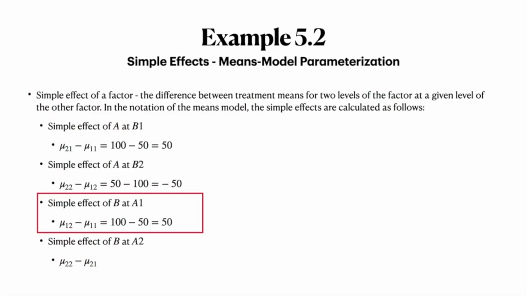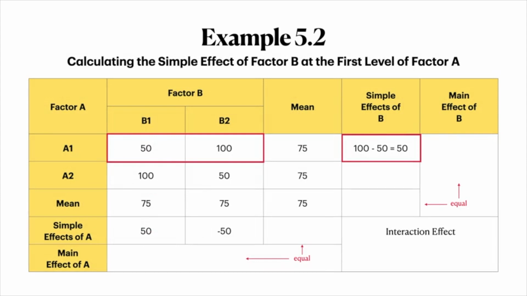Next, let's calculate the simple effect of B at the first level of factor A. And so that, by definition, is mu12 minus mu11, which is 100 minus 50, or 50. And so we see this as the difference between the means for the treatment combinations that have received the first level of factor A. And so that difference is 100 minus 50, or 50.